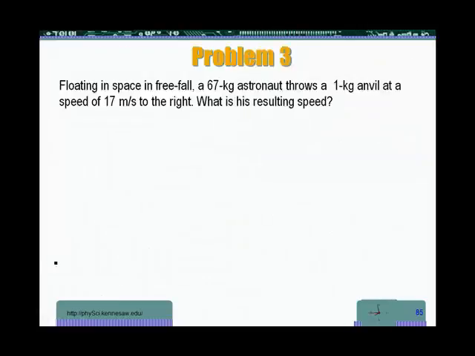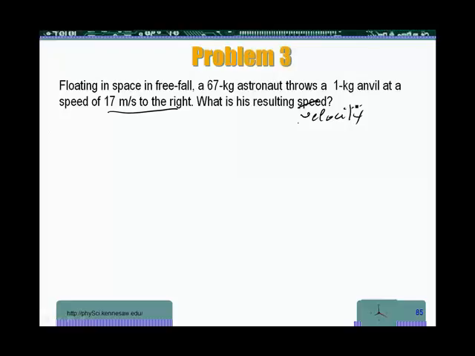Okay, now here is another example. We have an astronaut, someone out in space, essentially stuck out in space. So to move back to the space station or the shuttle or whatever, he throws a 1 kilogram anvil at a speed of 15 meters per second to the right. What is his resultant speed? Probably I should have asked what is his resultant velocity.